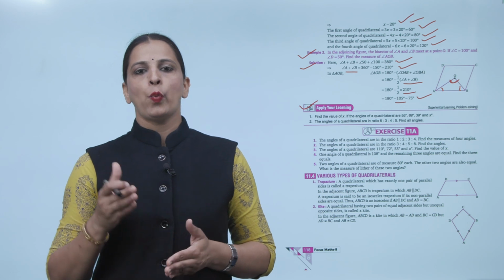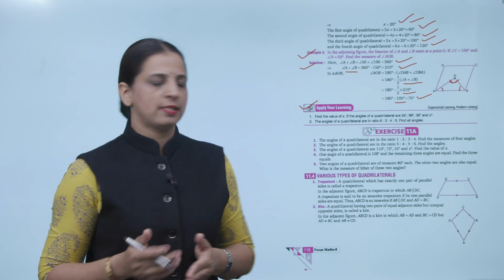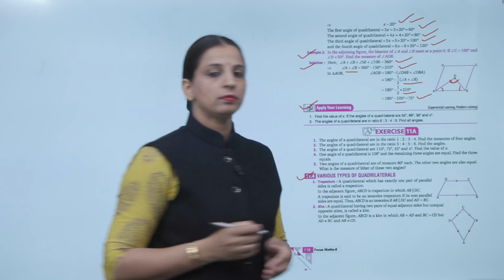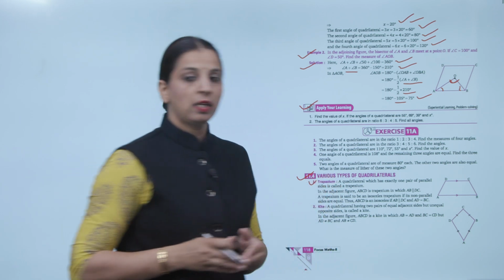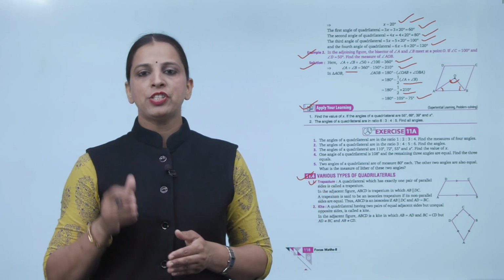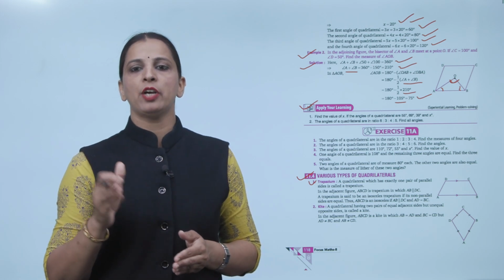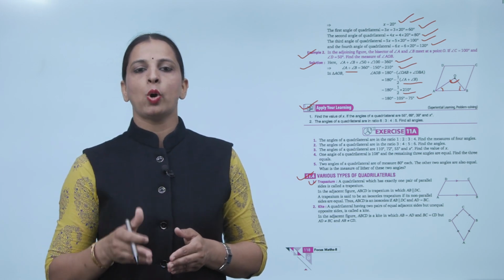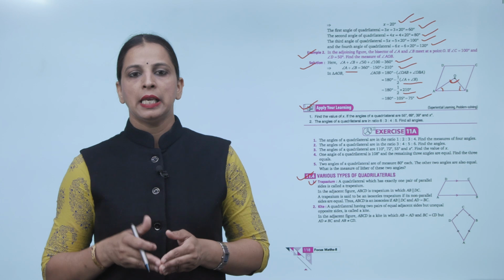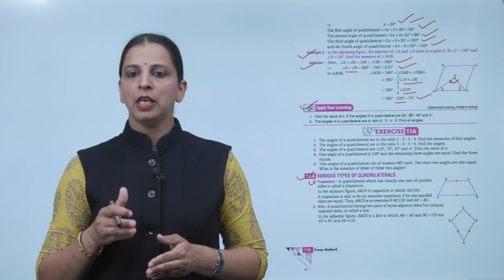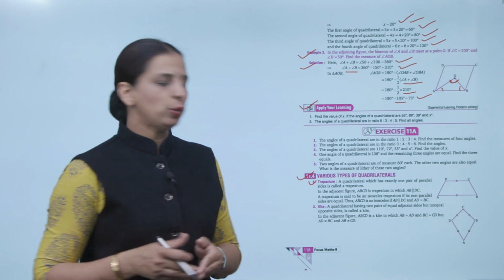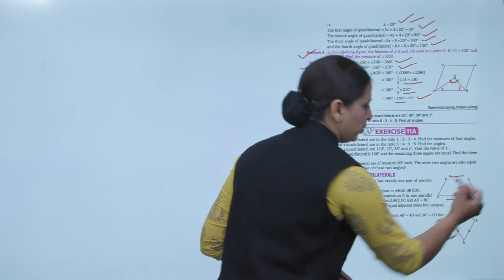Now next is various types of quadrilaterals. Now first is trapezium. A quadrilateral which has exactly one pair of parallel sides is called a trapezium. In the adjacent figure, ABCD is trapezium in which AB parallel to DC.